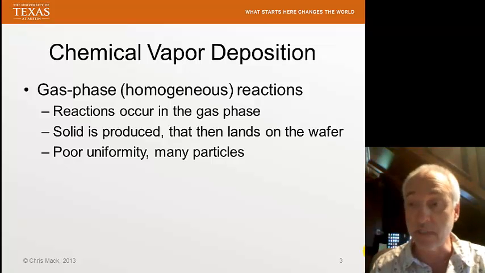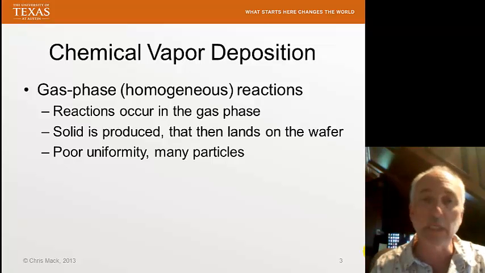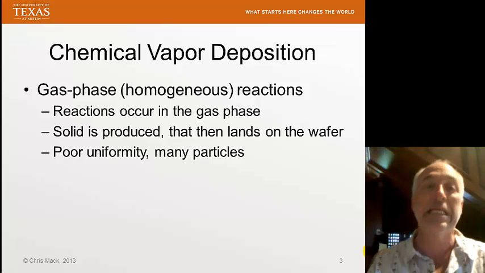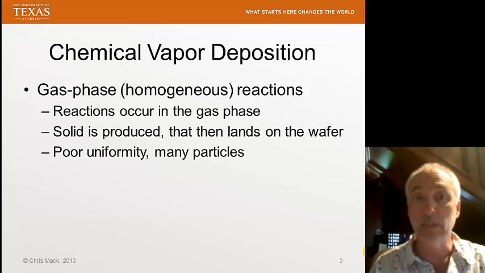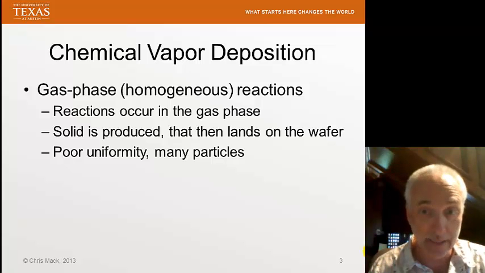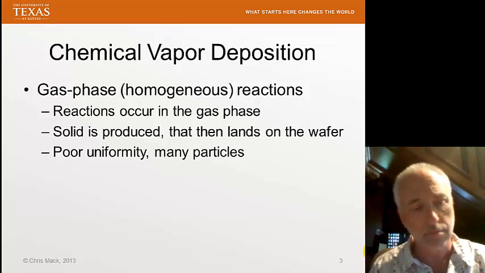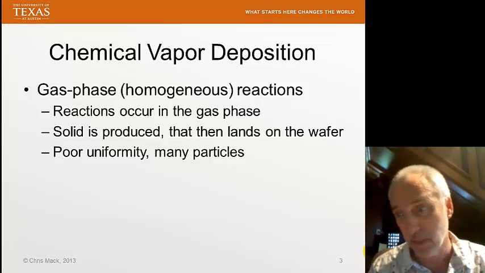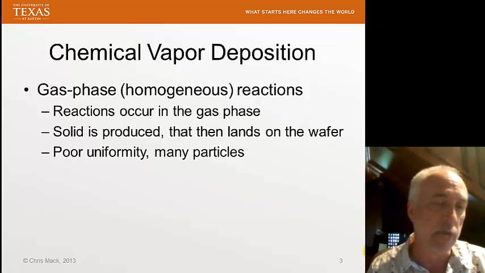One way of separating the styles is to think about where the reaction occurs. One possibility is that the reactions occur in the gas phase. So a homogeneous reaction means that both reactants are in the gas phase at the time they find each other and react. We produce a solid that then floats around and lands on the wafer. This turns out to be not very good. Some very early CVD systems were homogeneous gas phase reactions.